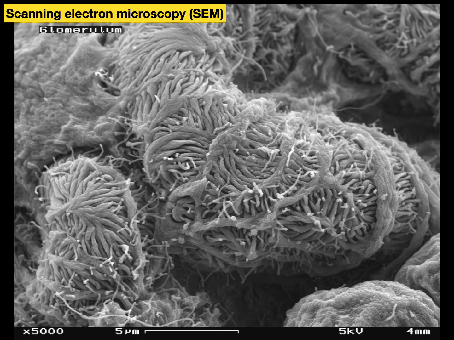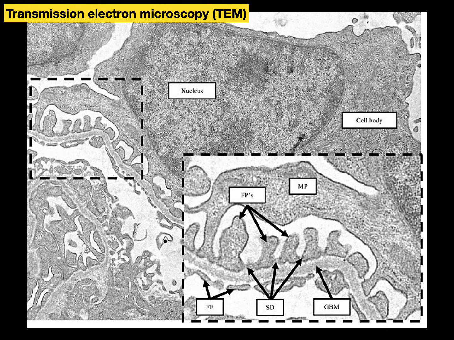Now, under scanning electron microscopy, SEM, this is at 5,000 magnification. There's a cell body of a podocyte, and there are those foot processes coming off, and there's one of the filtration slits that enables filtering of plasma.